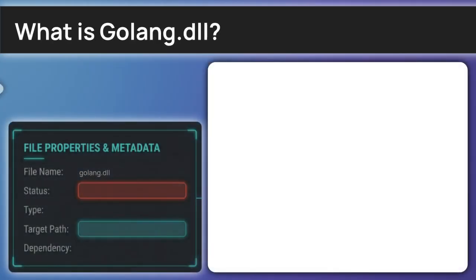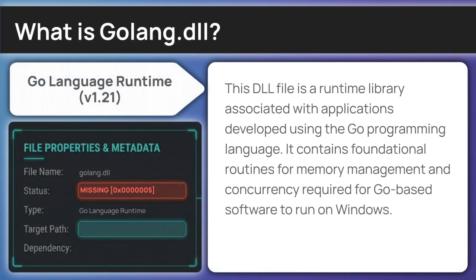This DLL file is a runtime library associated with applications developed using the Go programming language. It contains foundational routines for memory management and concurrency required for Go-based software to run on Windows. Enough of the technical side. Let's get these files back onto your system.